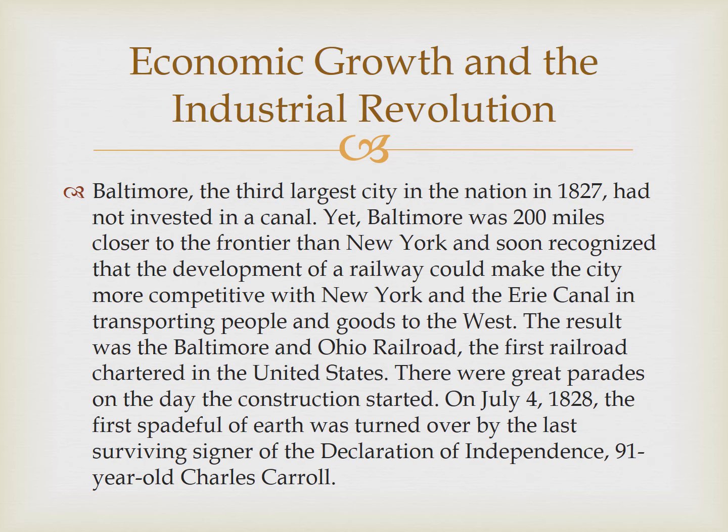It says Baltimore, the third largest city in the nation in 1827. Indeed, the top three largest cities in the United States in the 1820s were all in the north. It had not invested in a canal, right? New York had invested in a canal, the Erie Canal, but Baltimore had not. And it recognized that if it was going to be competitive within this new market revolution, it was going to have to build something. And so it chose to build a railroad.